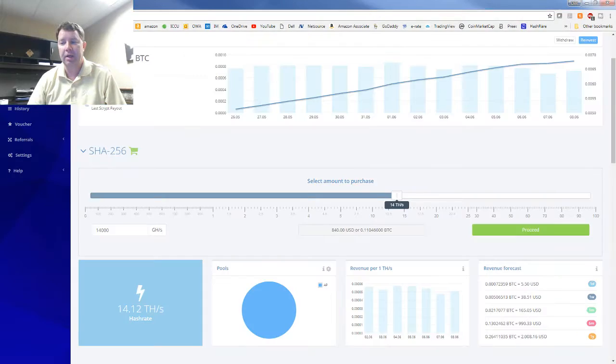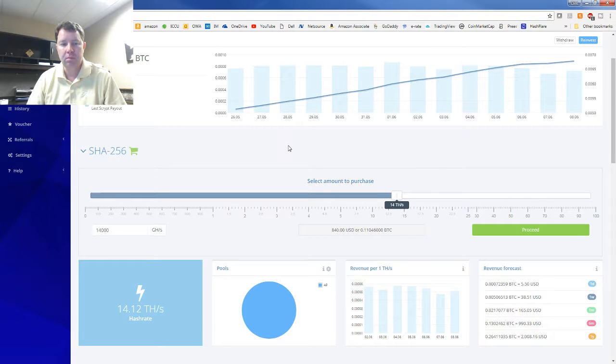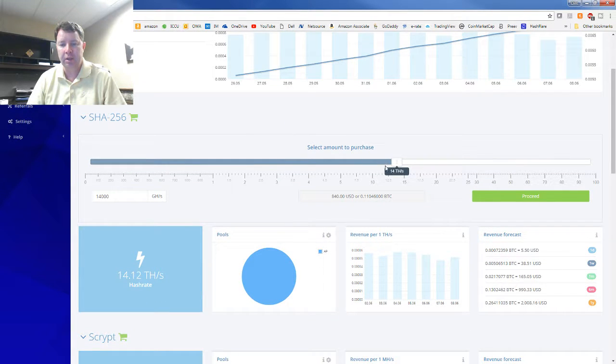So I thought I would pull up some information about how much money you can make. I decided to go to my Hashflare account, and right now for 14 terahashes, which I have, it costs $840 to buy that. If you invest $840, in 1 year you will make $2,000.